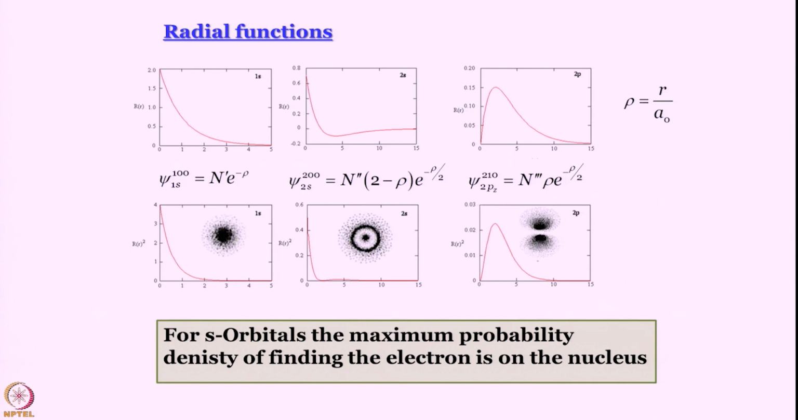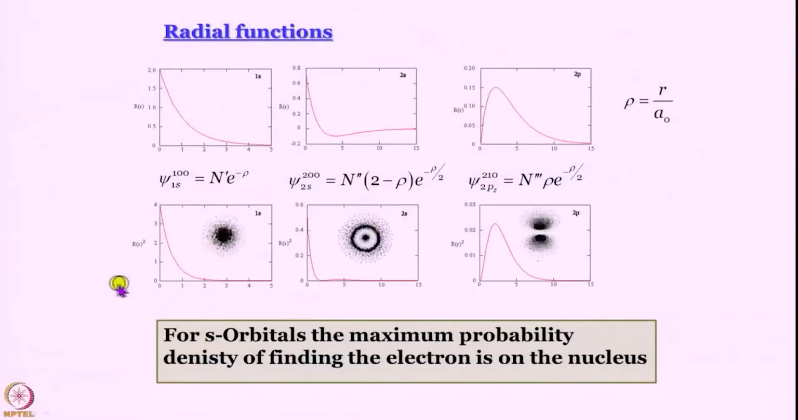But let me ask you a question. What I see is that capital R square is maximum at r equal to 0, that is the nucleus for s orbitals. Does that mean that probability of finding the 1s electron or 2s electron at the nucleus is maximum? Because if it is, then we are back to square 1, we are back to Rutherford model. What have we gained? So, here it is important to remember what Born interpretation is.